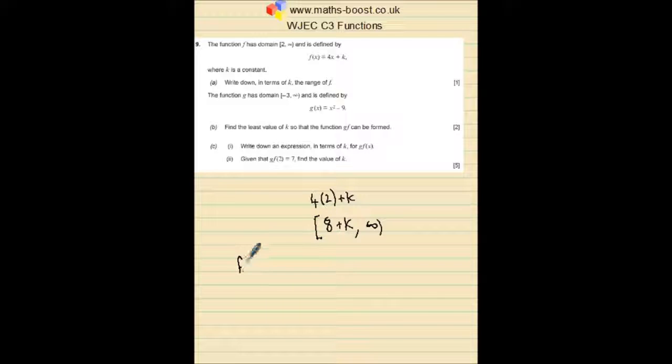I'll start off with my f of x, and we can see what the domain that's being fed into it is, this, and what comes out we've already discovered is this. And then, as I've shown you, I'll write down my g of x here, and what this can take, the domain in theory, is -3 and infinity.